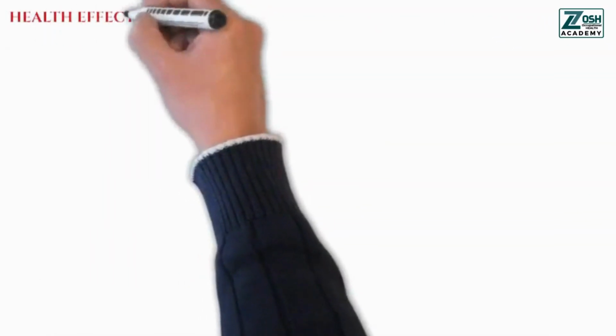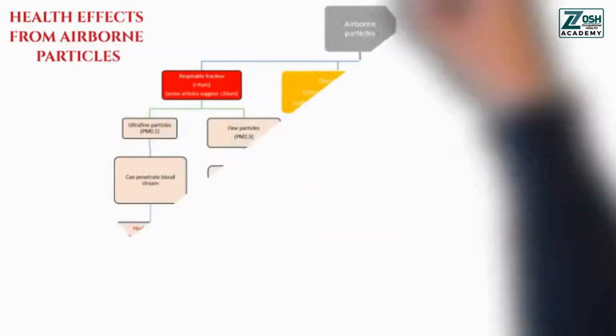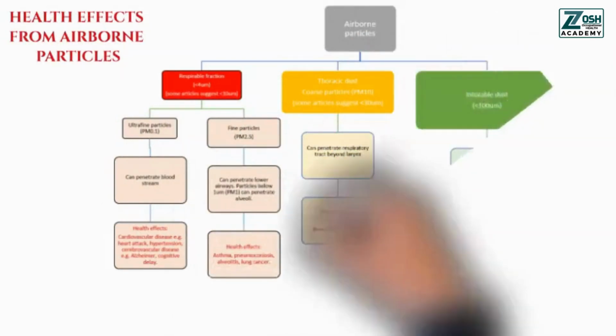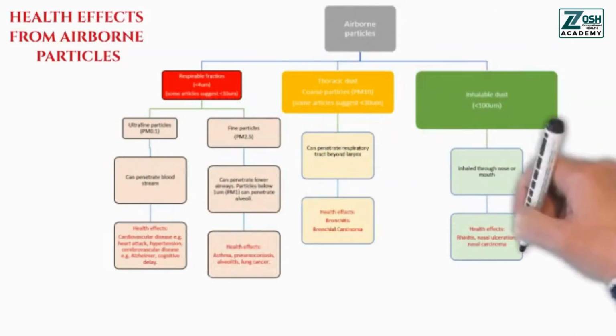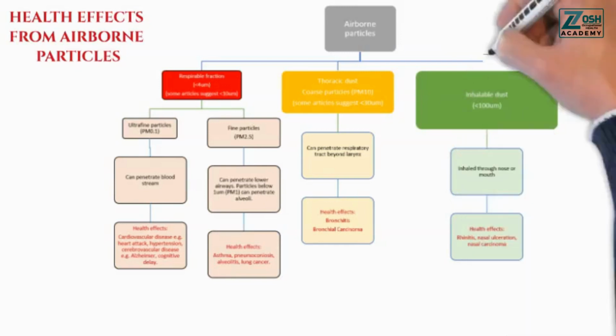Let's discuss how these may affect health at work. The potential for health risk from a particle is based on its size. Particles are categorized into 1. Inhalable, 2. Thoracic, and 3. Respirable, based on the size and their ability to penetrate various depths of respiratory tract.